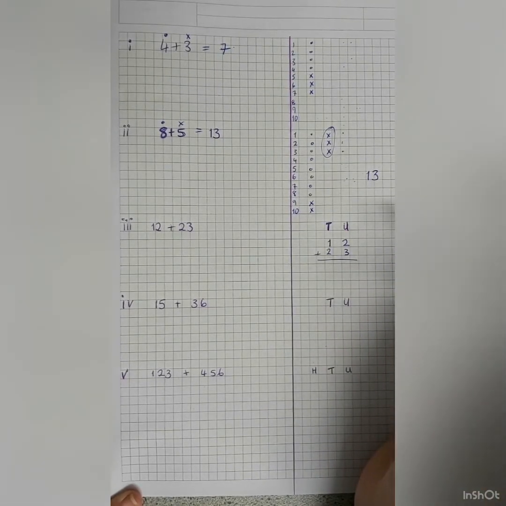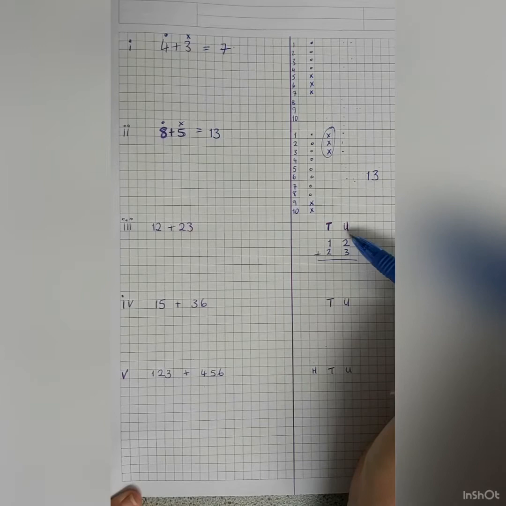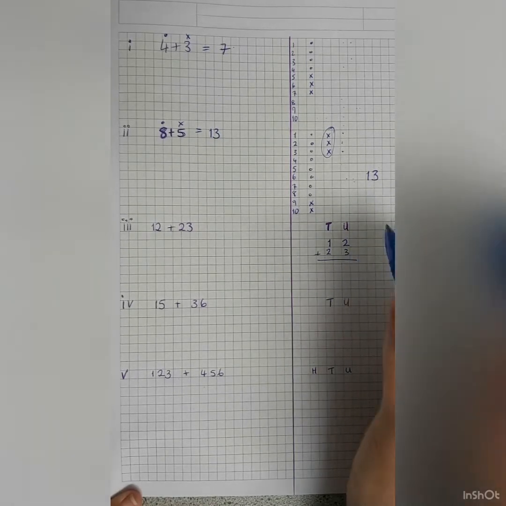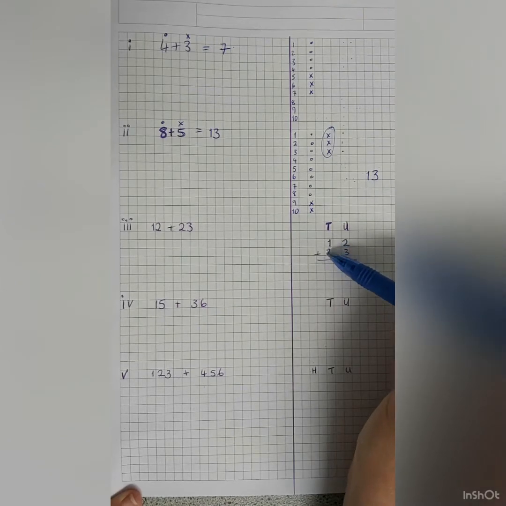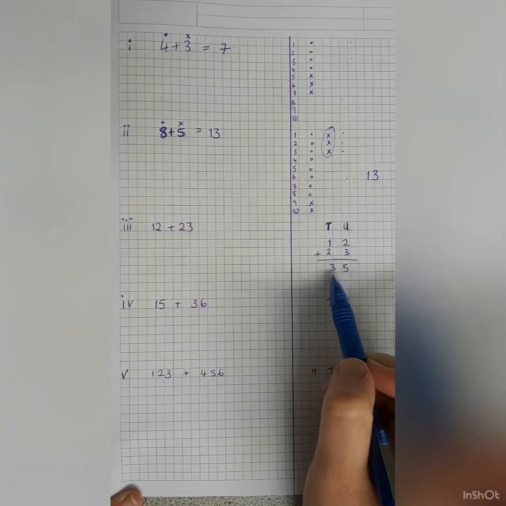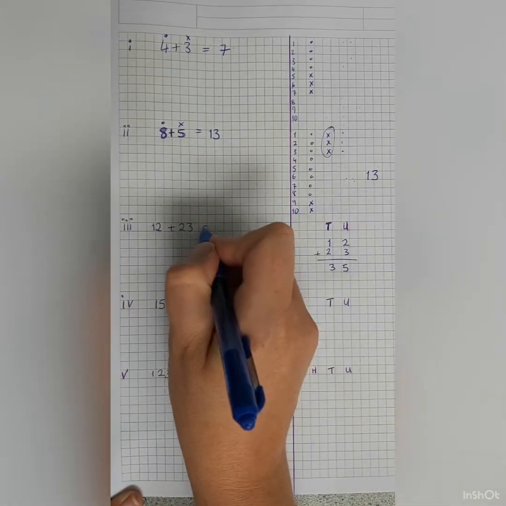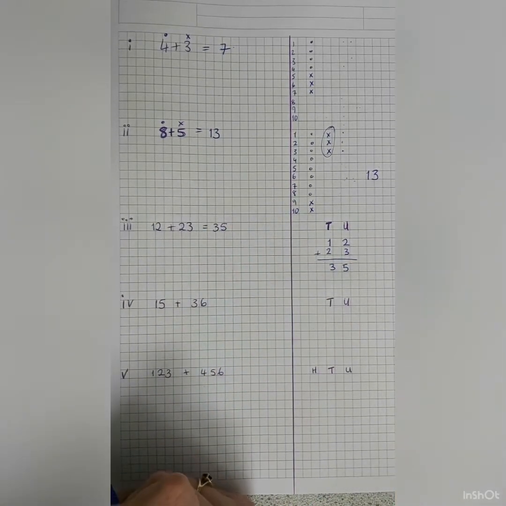So let's look at how many units do we have first. Well, we have 2 plus 3, which is 5. And how many tens do we have? 1 plus 2, which is 3. So here we see our answer for the addition. 12 plus 23 equals 35.